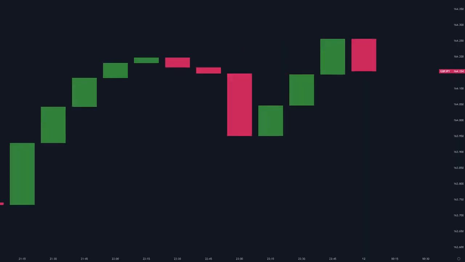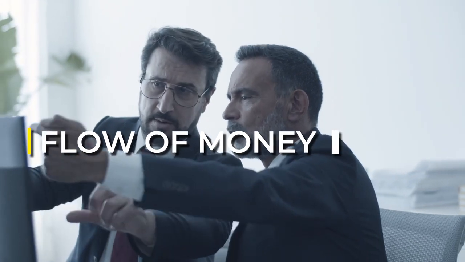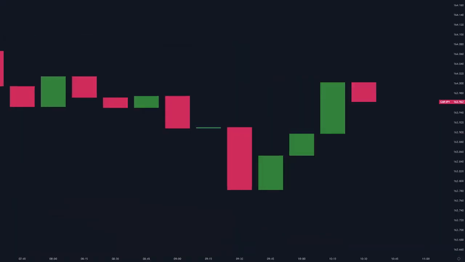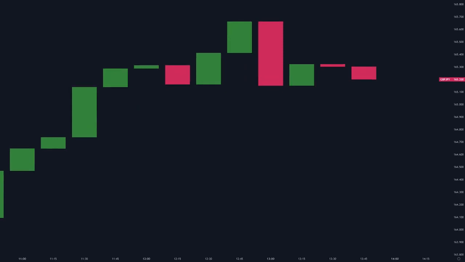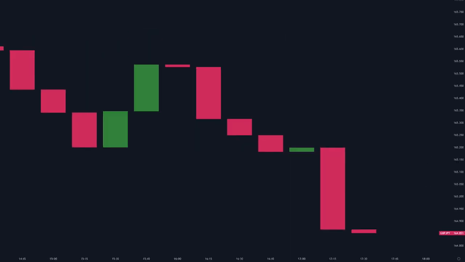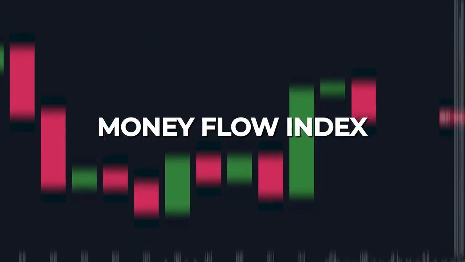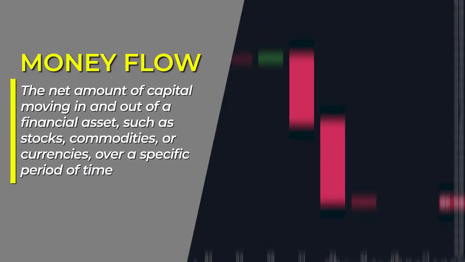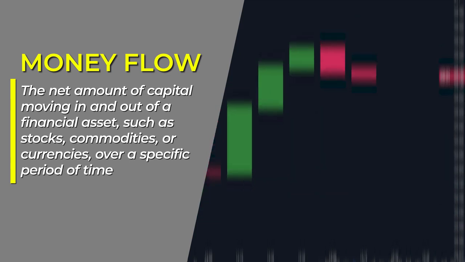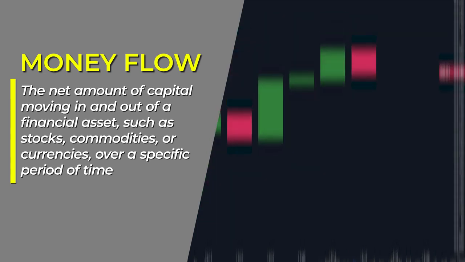One of the things that make big smart money traders like hedge funds successful in the markets is knowing the flow of money. There are even indicators specifically dedicated to tracking the flow of money in the markets. Indicators such as the money flow index, which probably leads you to wonder, what exactly is money flow and why is it so important? Well, money flow is basically the flow of money in the markets. This basically means the net amount of capital moving in and out of a financial asset, such as stocks, commodities, or currencies over a specific period of time.